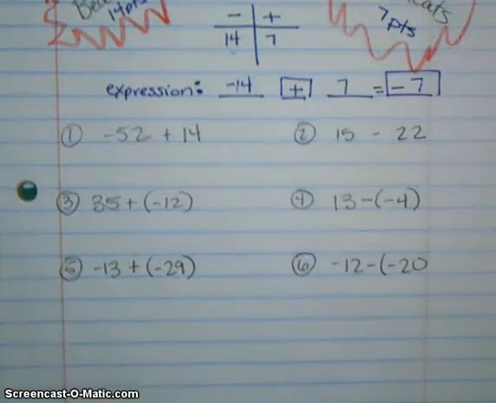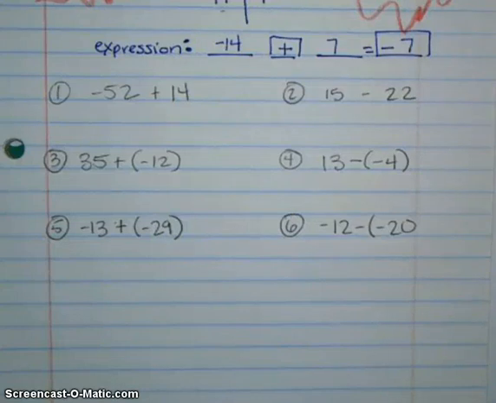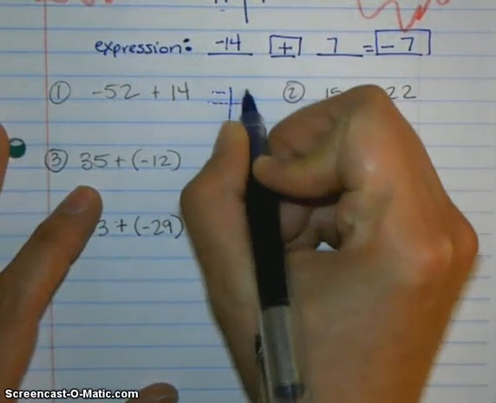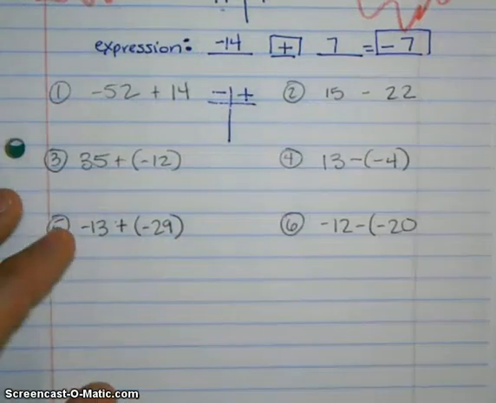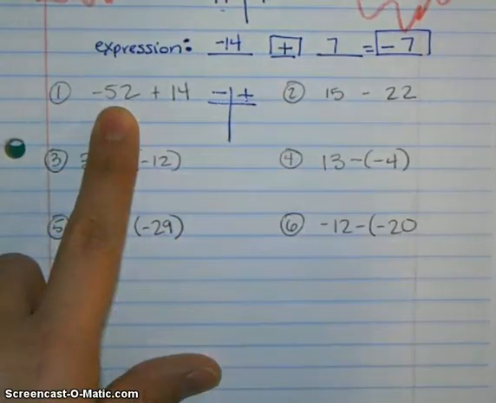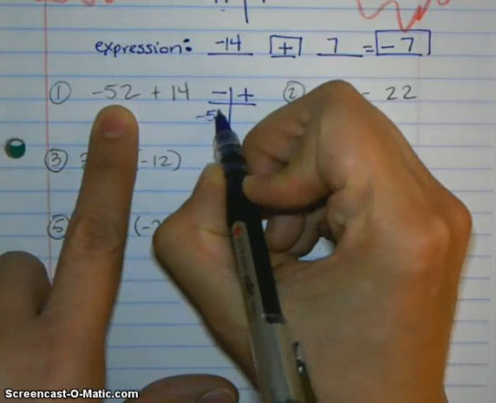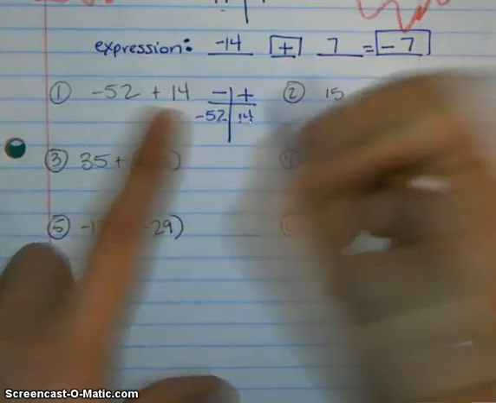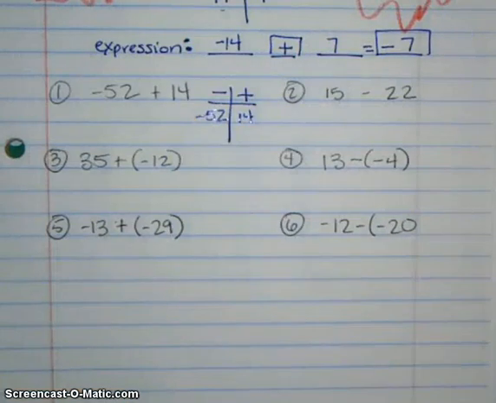And let's start with negative 52 plus 14. So when you draw the scoreboard strategy, I'm just going to set it up like a T-chart. 52 is the number of points that the negative team has, so I put that on the negative side. And 14 is the number of points that the positive team has. So here I have 52 and 14.